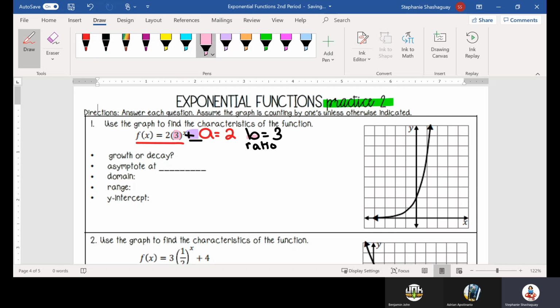Because my b term is greater than 1, I have exponential growth. My asymptote is going to be y is equal to 0 because there is no number here, so that will be my asymptote. My domain is going to be all real numbers. My range will be y is greater than 0 because it's never going to touch that x-axis. And then my y-intercept is going to be 0, 2 because of my a term.